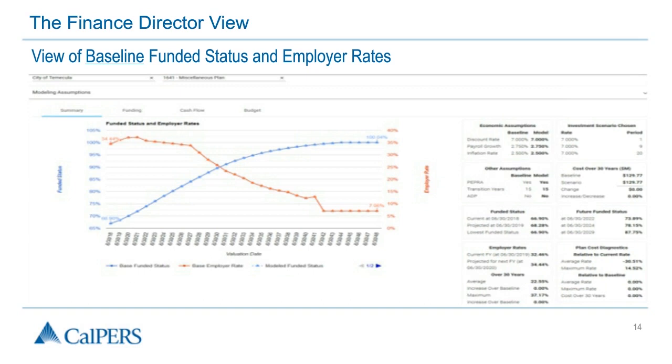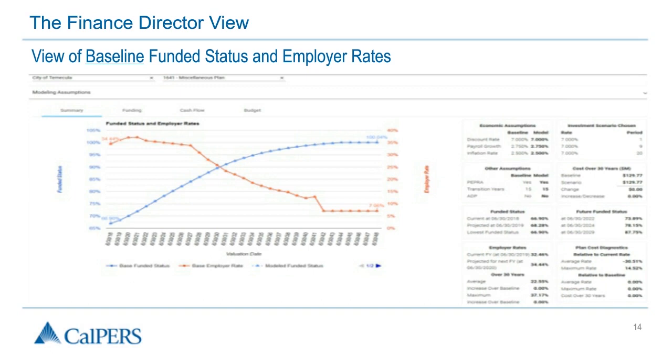I want to highlight a couple key pieces of information on this graph. The second box on the far right tells us the total cost to this agency for this plan over the next 30 years will be about $130 million. That includes normal costs and all UAL payments. The third box on the far right gives us a quick view of the projected funded status at the end of 3, 5, and 10 years.